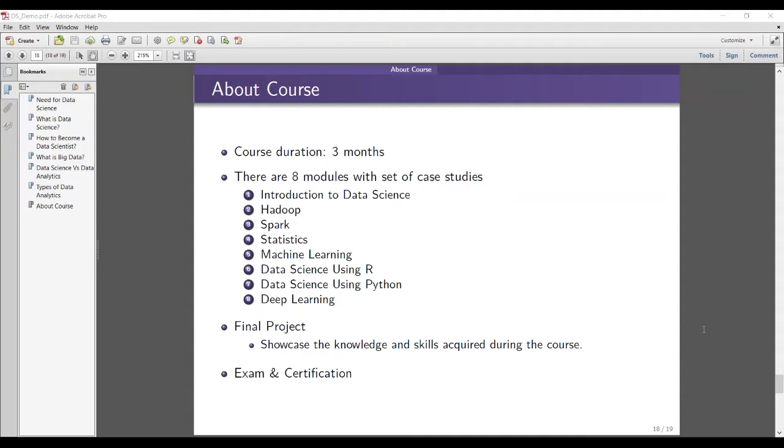Is that clear? One more thing: even just understanding these concepts and getting certified is not enough. Actually, the industries are looking for people who have skills in problem solving. Problem solving means you must have been involved in some projects. So after completing this course, involve yourself deeply in projects and prove your skills.